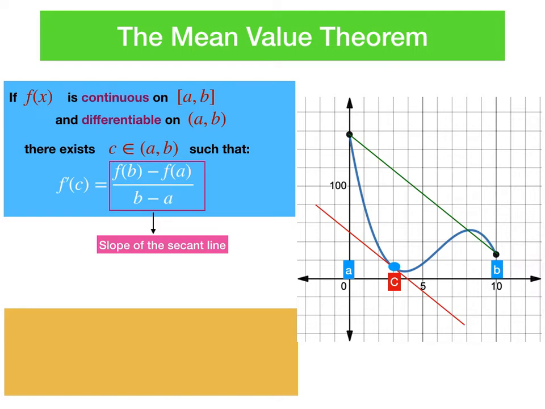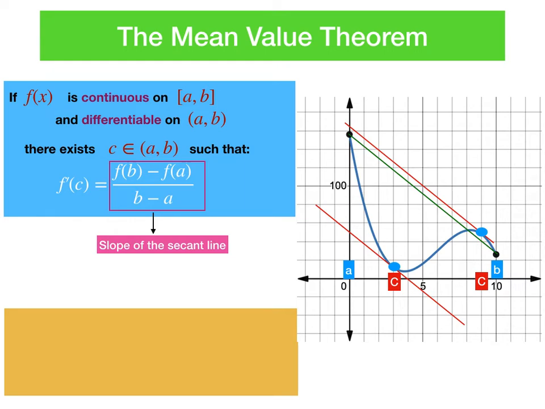But c here is not unique. You can find in some examples, in some functions, multiple points that satisfy these conditions. And in this case, you can find another point here, in which the slope of the tangent line is the same as the slope of the secant line. Right. So this is the mean value theorem. People use this theorem in order to show the existence of a point at which the slope of the tangent line is the same as the slope of the secant line.